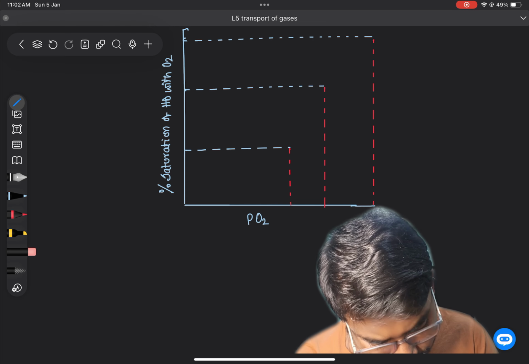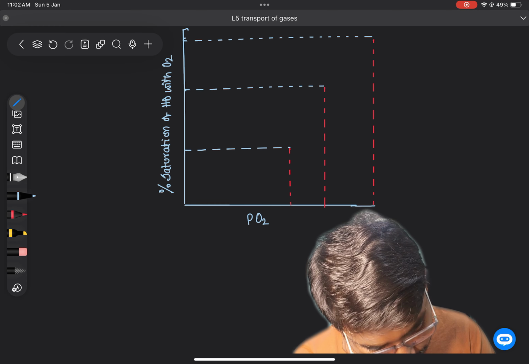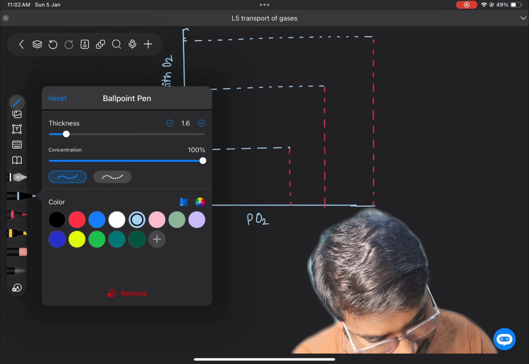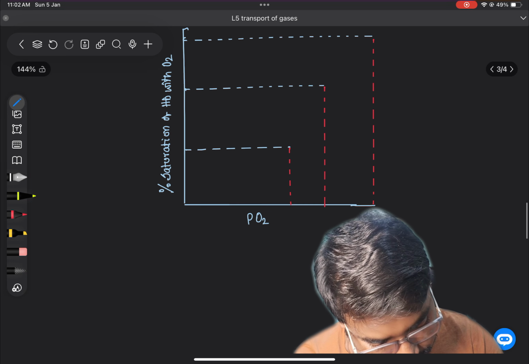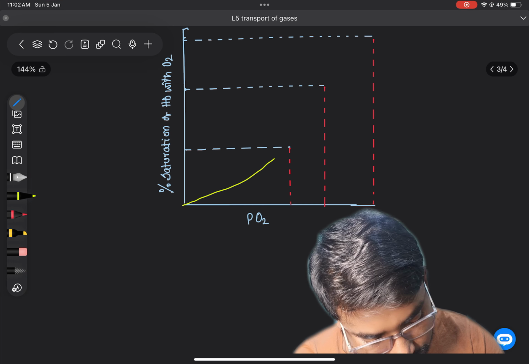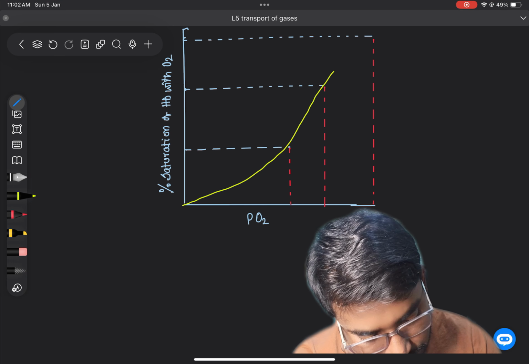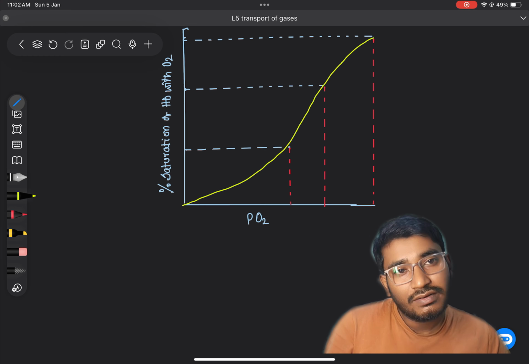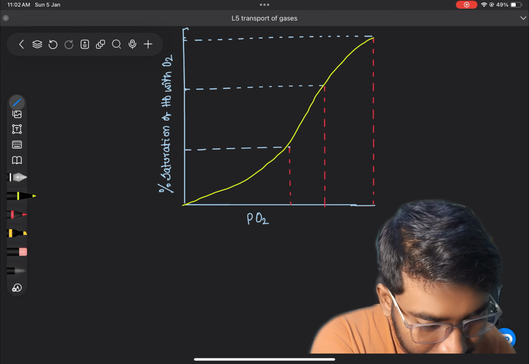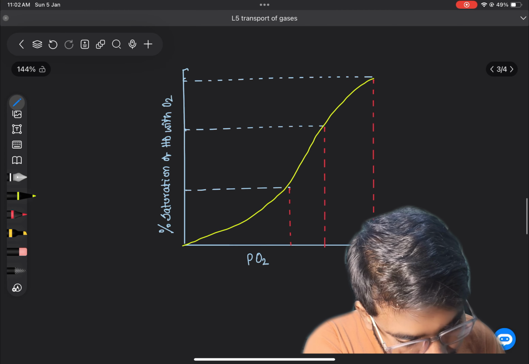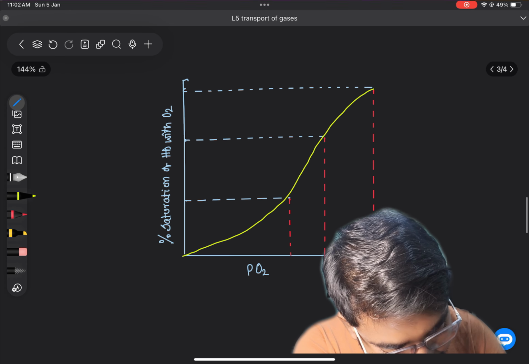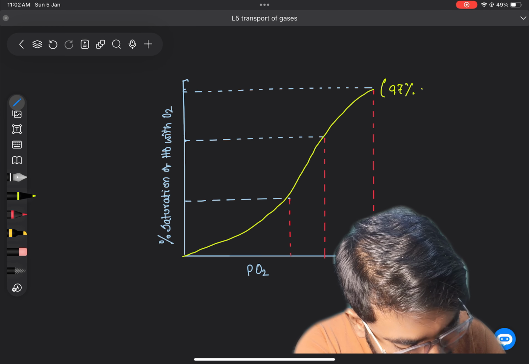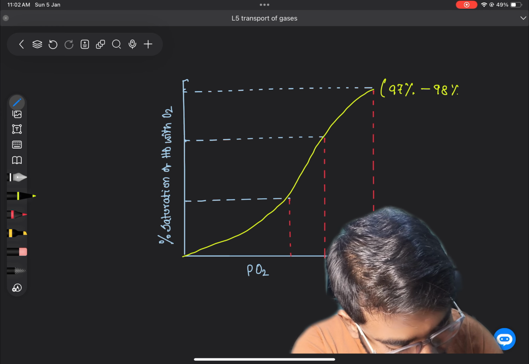Now the graph is like a sigmoid curve. This is a sigmoid curve. We see the sigmoid curve of the patient. Now I will teach how to read this graph. Here, 97% to 99.8% saturation.